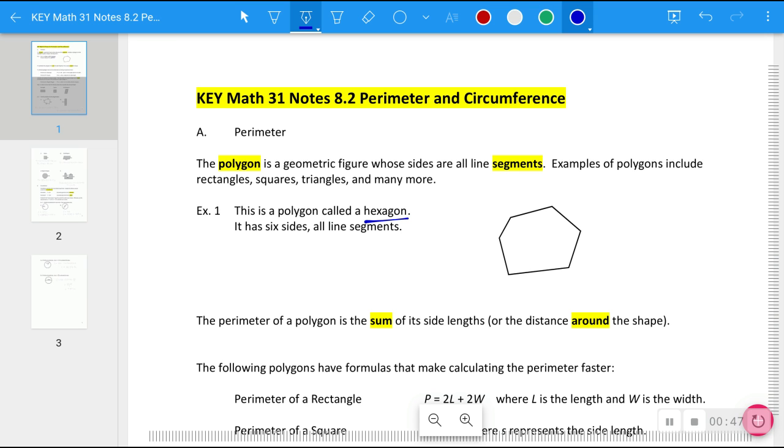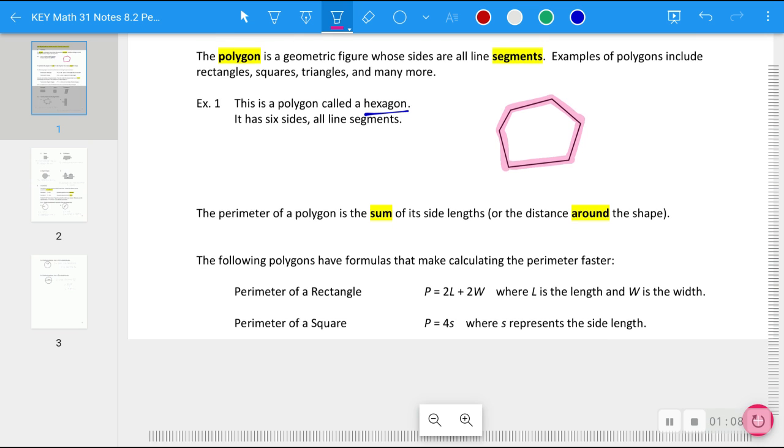Okay, the idea of perimeter, is it's the sum of all the side lengths. So you add that length, that length, that length, and just work your way all the way around, adding all the lengths until you've gone all the way around. And so ultimately, perimeter is the distance around an object.